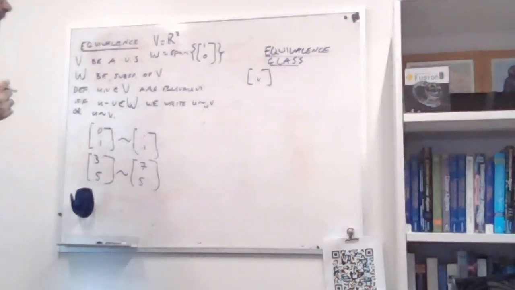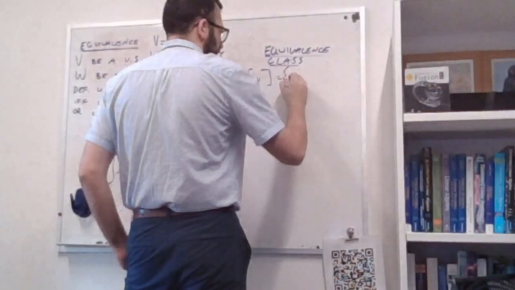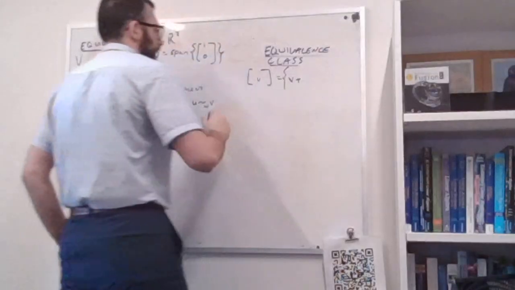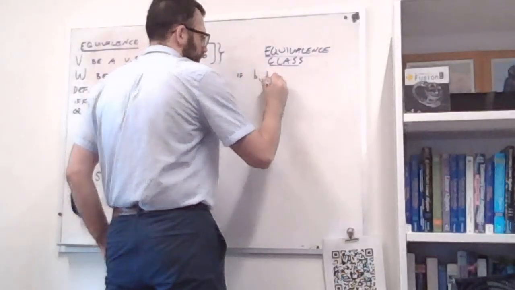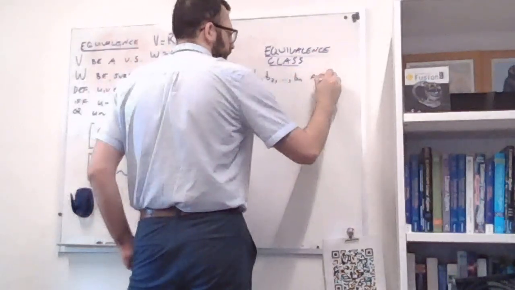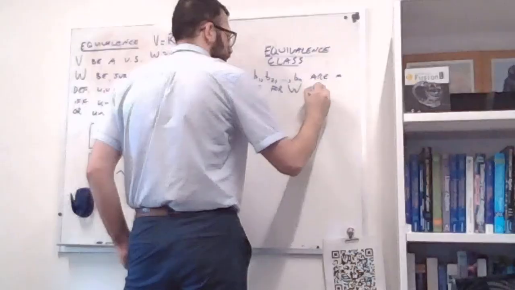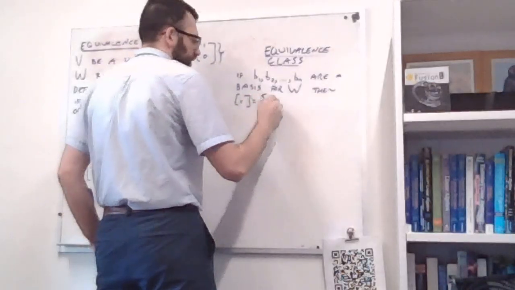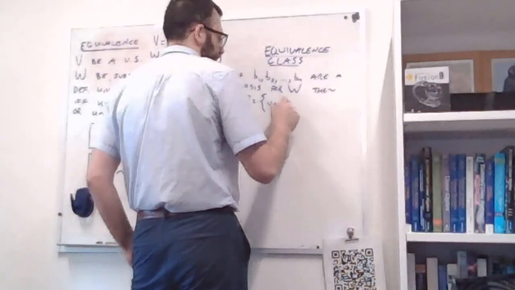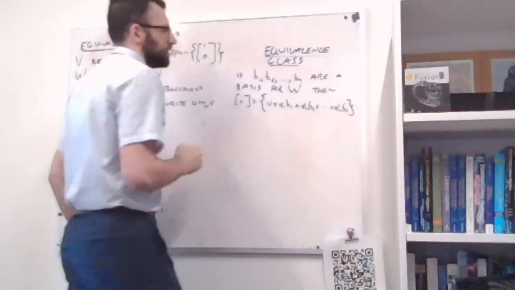An equivalence class is a collection of vectors that are all equivalent. So the definition is that this is equal to the set of v plus any combination of things that are in W. If b1, b2 through bn are a basis for capital W, then the equivalence class of v is equal to the set that contains elements that are v plus some number times b1 plus some number times b2 plus some number times bn, for arbitrary constants alpha 1 through alpha n.